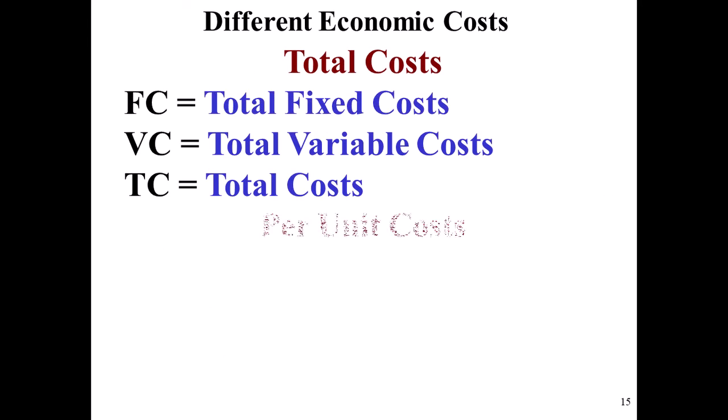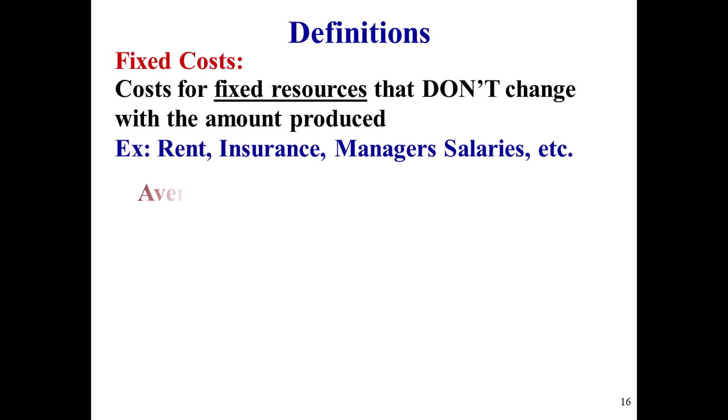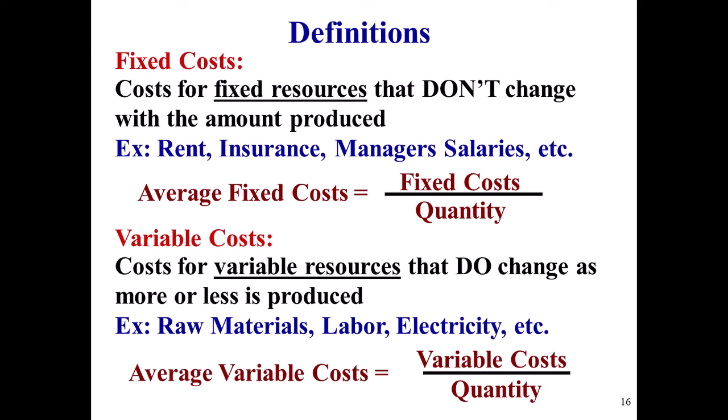Here are all the different short run costs. We have fixed costs, variable costs, total costs, and then you just have averages of those: average fixed costs, average variable costs, average total costs, and of course marginal costs. What are the definitions? Again, I'm not going to read every one of them. Fixed costs, fixed resources; variable costs, variable resources.